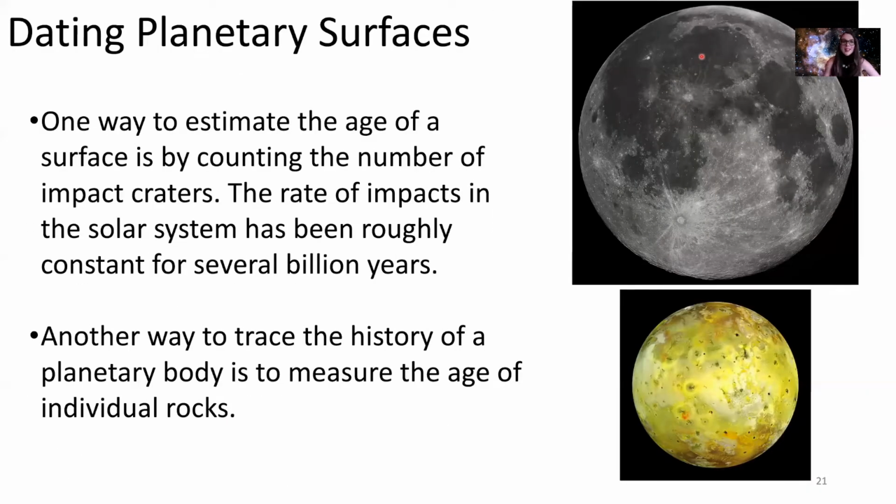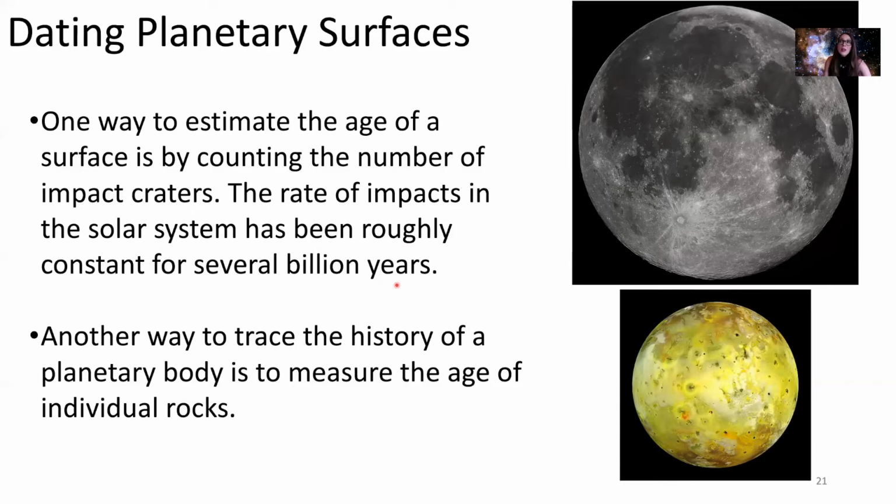Well, one way we can estimate the age of surfaces is by counting the number of impact craters on it. This only works, of course, for our rocky bodies in the solar system. The rate of impacts in our solar system has been roughly constant for several billion years. So the older a surface, the more it's going to be impacted by craters. The older the surface, the more cratering it should have.